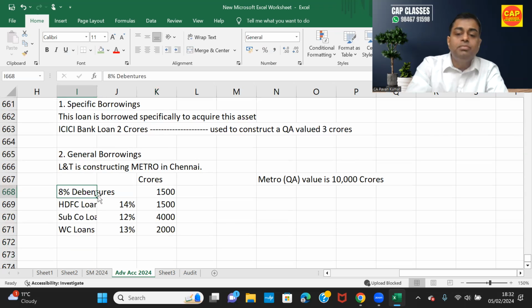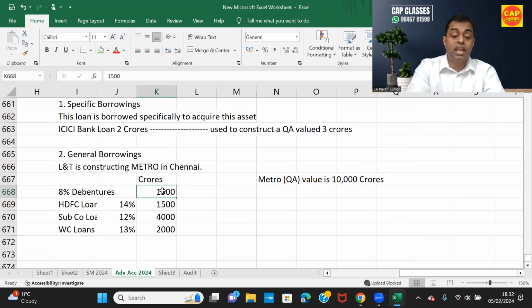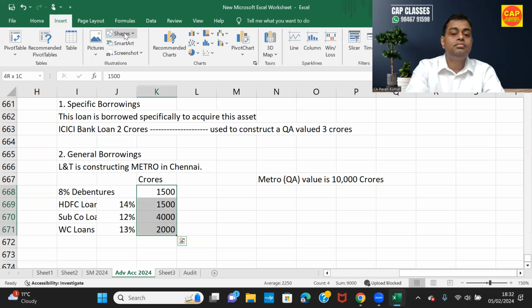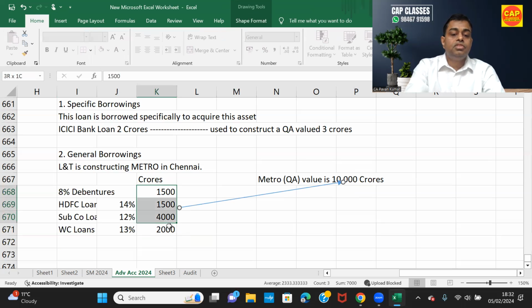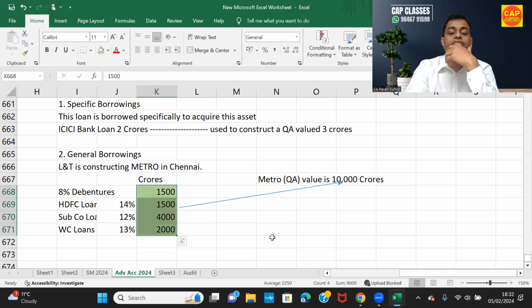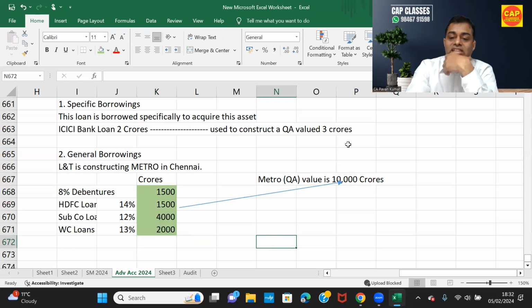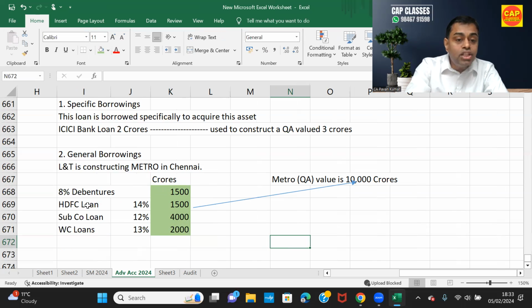Now all these monies are used in this. Can they do that? They can do that. All these four monies are used for this. This is a qualifying asset. These are borrowings. There is a borrowing cost. But none of these loans are specifically borrowed for this metro project. All these are general loans.